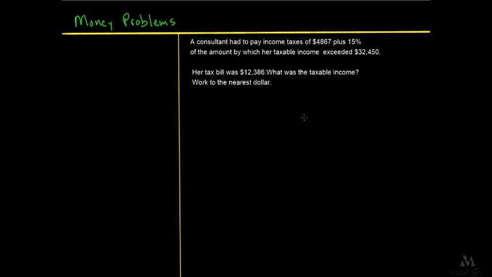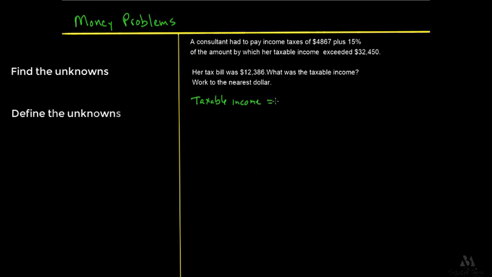So I'm starting to ask myself, what are things I don't know? I don't know what the taxable income is, so I'll go ahead and write that down, and let's just define that as X. So definitely find out any unknowns that you have, and then define them. So I just defined this one as X.